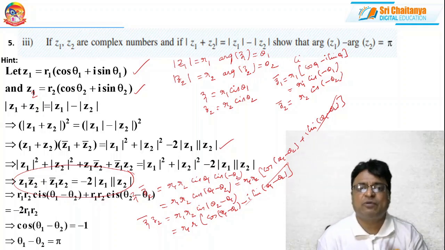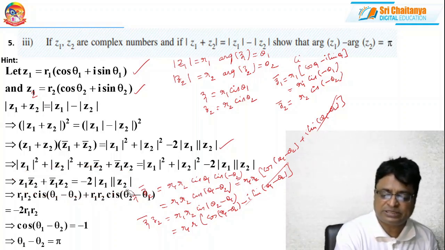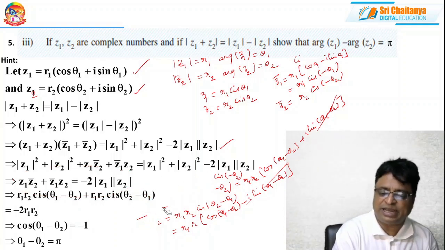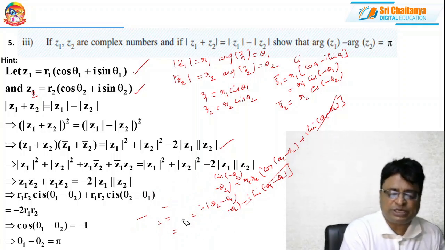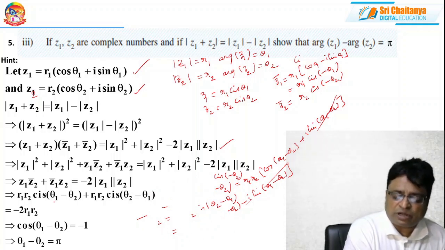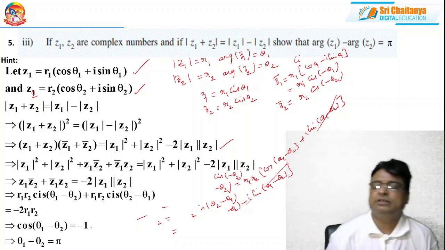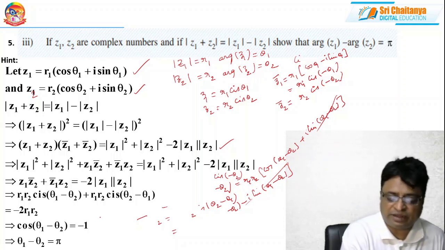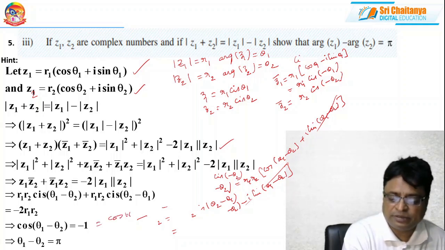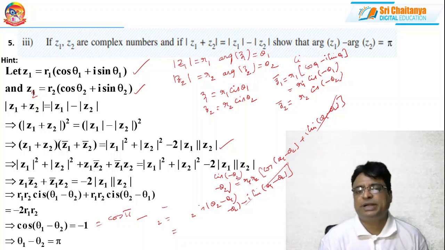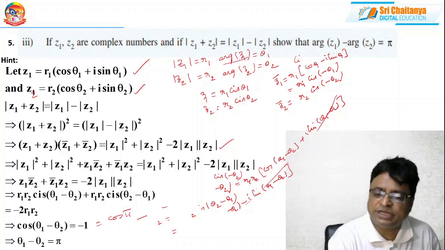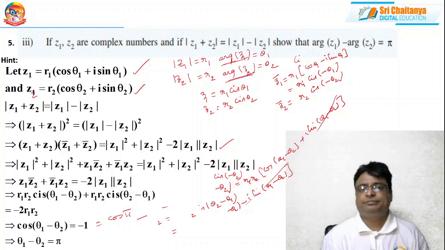So what I am doing now is applying this. That step I have written directly on paper. So this is 2 r1 r2 cos of theta 1 minus theta 2, which is equal to minus 2 r1 r2. After cancellation, cos of theta 1 minus theta 2 is equal to minus 1. That is nothing but cos pi. Therefore, theta 1 minus theta 2 is equal to pi. What is theta 1? Argument z1. What is theta 2? Argument z2.